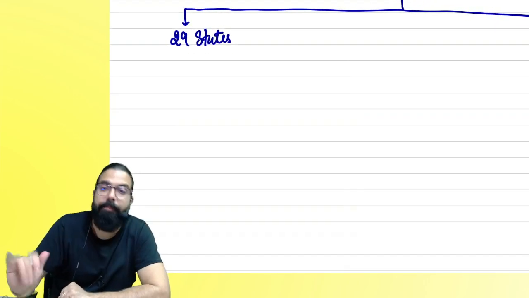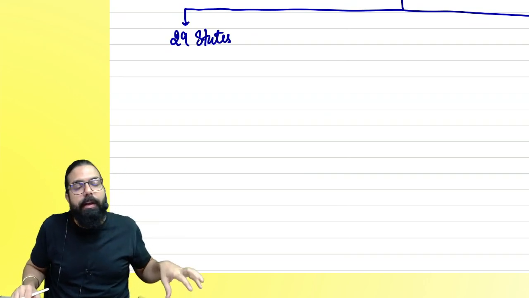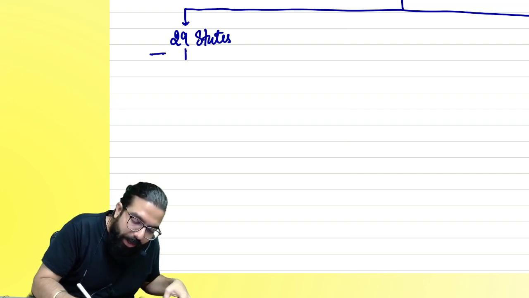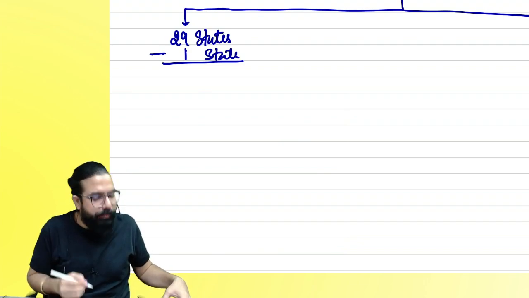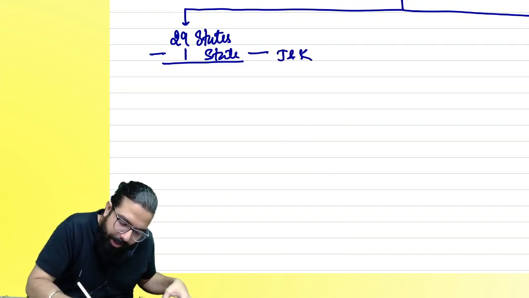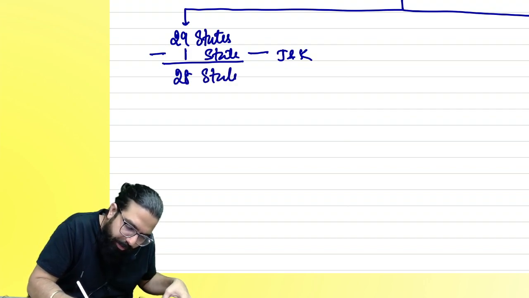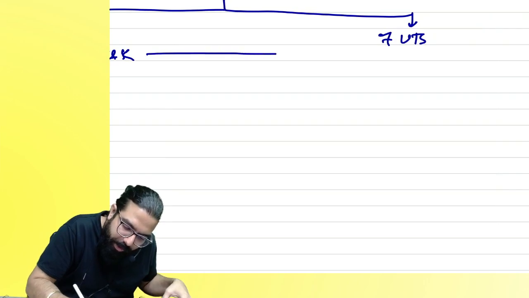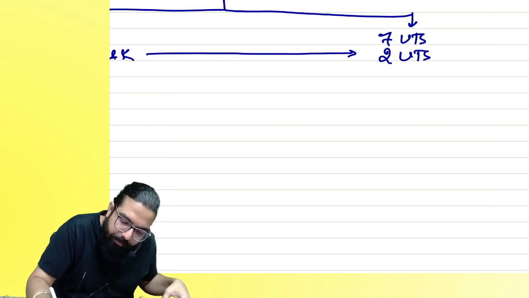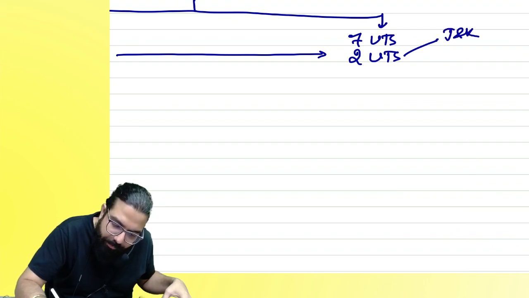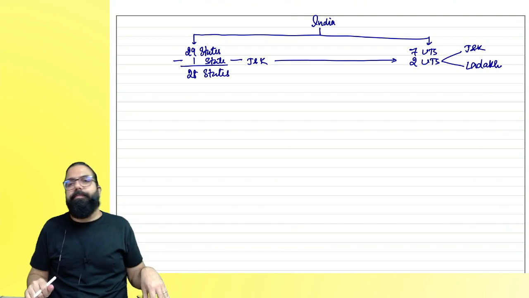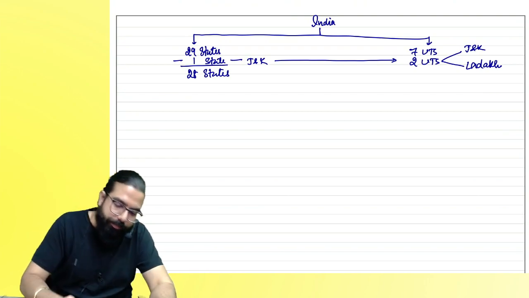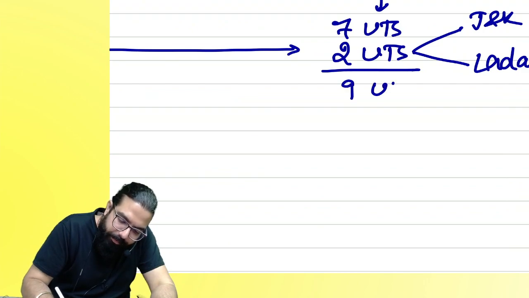Now, we had 29 states and 7 UTs, out of which one state was removed. Correct, everyone? Which state? Jammu and Kashmir. Now, this Jammu and Kashmir was removed as a state and 2 union territories were formed. One was the union territory of Jammu and Kashmir, another was the union territory of Ladakh. Any doubt till here? Now, how many union territories do we have?